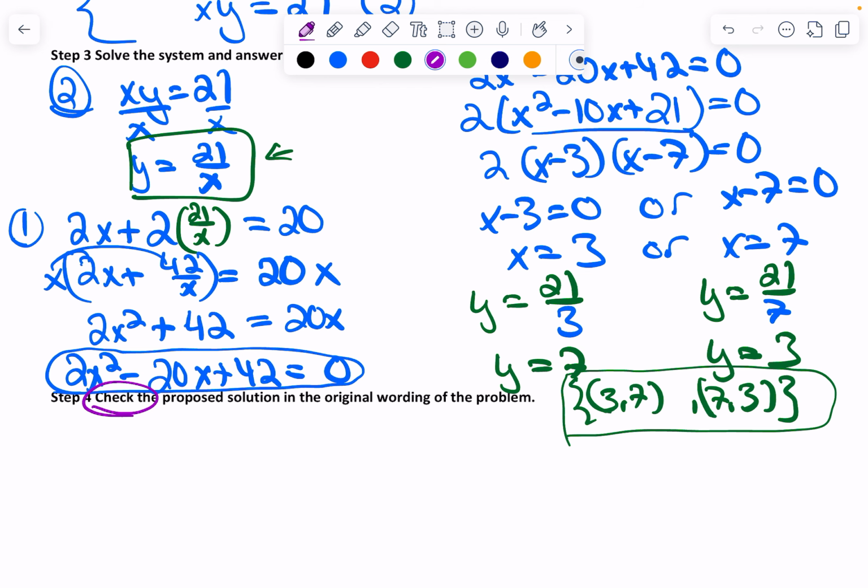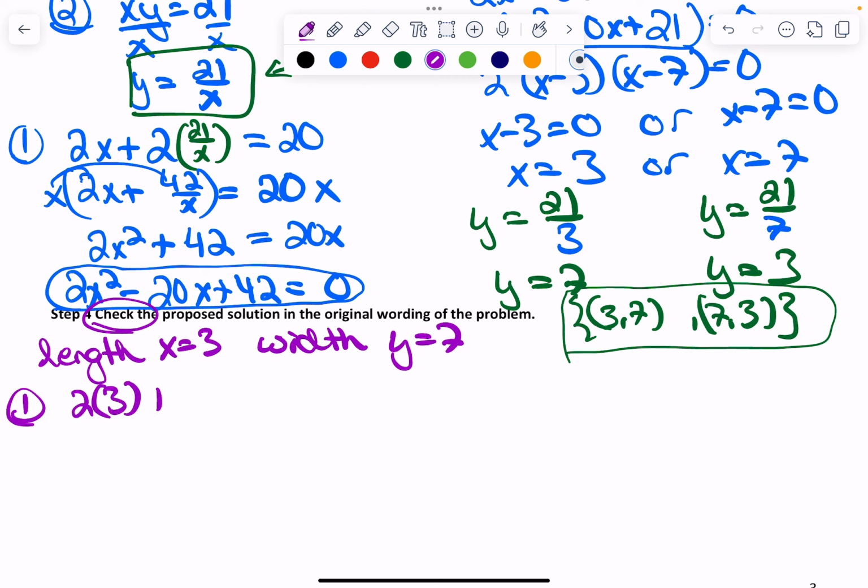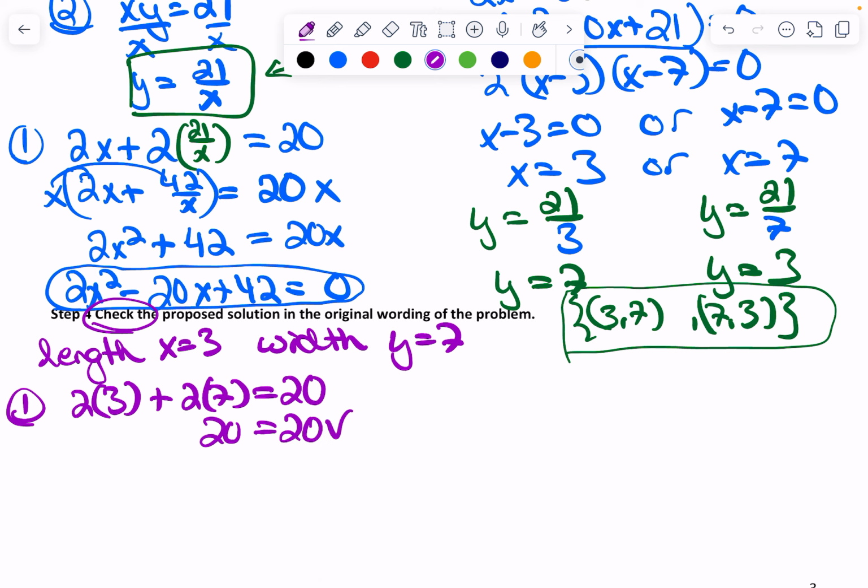So we're going to start with length x is 3, and width y is 7. We're plugging it in the first one. 2 times 3 plus 2 times 7 equals 20. So 6 plus 14 is 20, equals 20, and that is true. We're going to do it for the second equation as well. 3 times 7 should be 21. So 21 equals 21. That is correct.